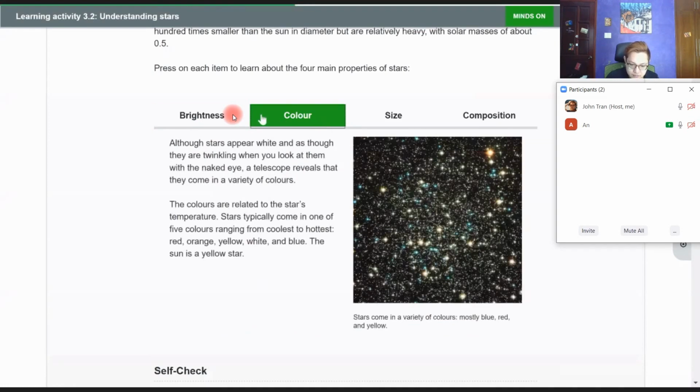Colors. Although stars appear white and as though they are twinkling when you look at them with the naked eye, a telescope reveals that they come in a variety of colors. The colors are related to the star's temperature. Stars typically come in one of 5 colors, ranging from coolest to hottest: red, orange, yellow, white, and blue. The sun is a yellow star.